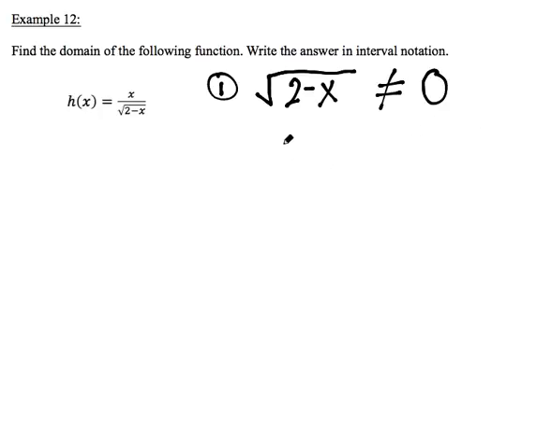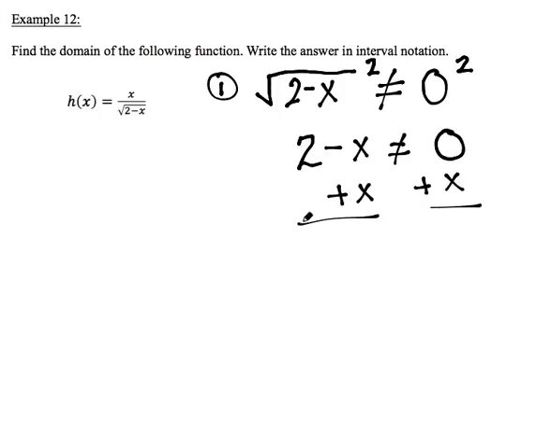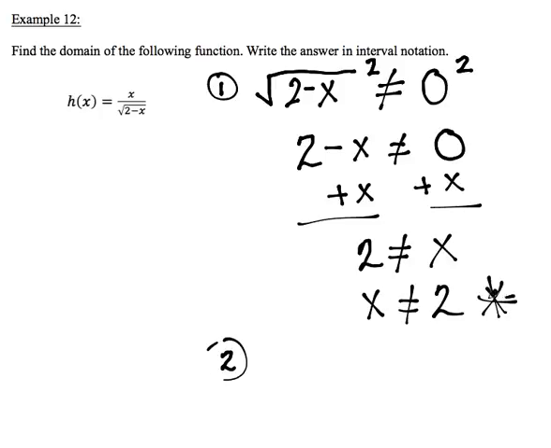And let's solve that. So I'm going to square both sides to start with. When I square the left-hand side, that's going to eliminate the square root. So 2 minus x cannot equal 0 squared, which is just 0. To solve this, I'm going to add x to both sides. So that's going to give me 2 cannot equal x. And I like to write it as x cannot equal 2. So that's the first step. Then we have step 2. So that's one piece. Let me go ahead and star that so we remember.